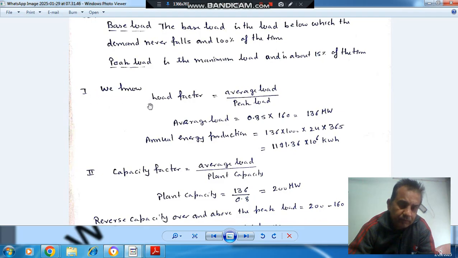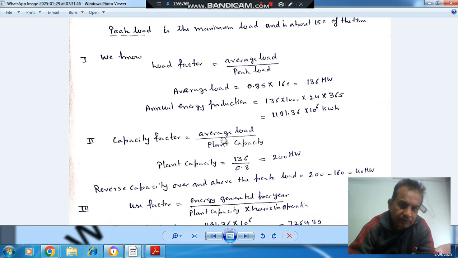Now numerical part. So we know that the load factor is average load by peak load. Peak load is given as 160 megawatt and load factor is given as 0.85. So average load comes as 136 megawatt. So annual energy production: 136 megawatt is 136 into 1000 kilowatt, and the number of hours in 1 year is 24 into 365. So that makes 119.136 into 10^6 kilowatt hour, which is the annual energy production.